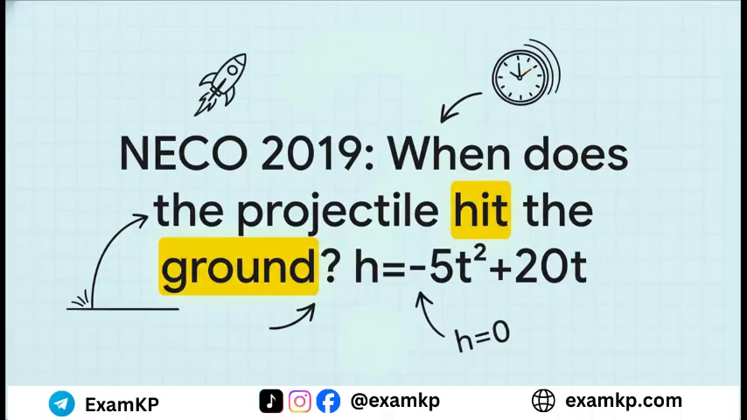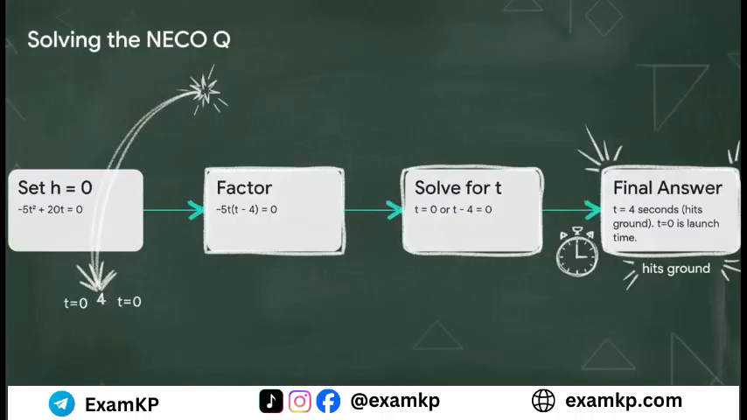That phrase, hits the ground, is the entire key to the problem. In math terms, that just means the height, h, is 0. So first step, we set the whole equation to 0. -5t squared plus 20t equals 0. Now we can solve this by factoring. What's a common factor here? We can pull out a -5t. That leaves us with -5t times t minus 4 equals 0.